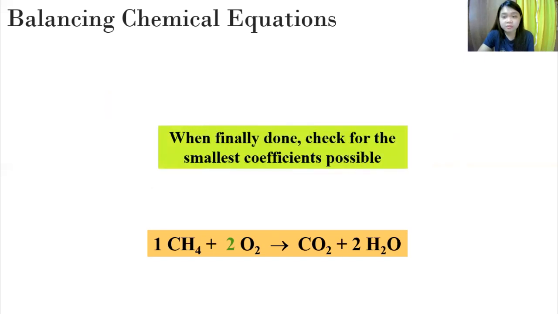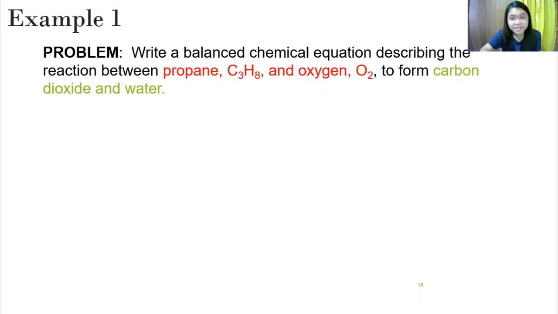After that, let's check again if there is any element that needs to be balanced. When finally done, check for the smallest coefficients possible. As we can see here, all the coefficients in the chemical equation are in the smallest form. So now let's go to our example problem number 1.